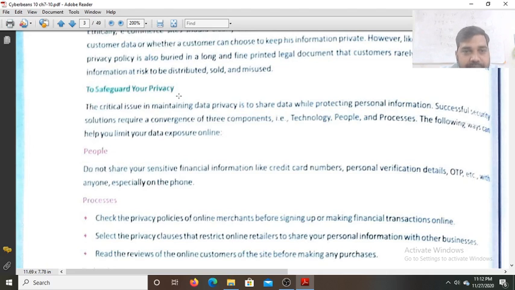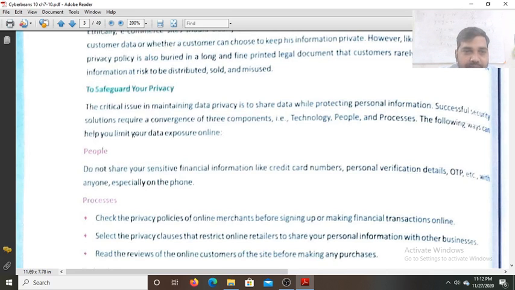Now, how you safeguard your privacy is a critical issue in maintaining data privacy: to share data while protecting personal information. So it is very difficult, and it is a critical issue, how we protect our personal information from being stolen. A successful security solution requires a convergence of three components. If you want a successful, secure solution, you need three things: first, technology; second, people; and third, process. So you need the technology, you need the people, and you need the processes, the software also.